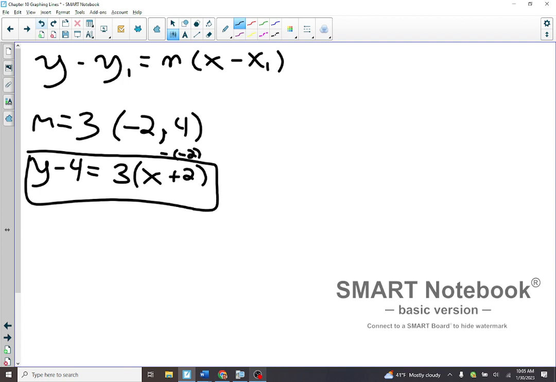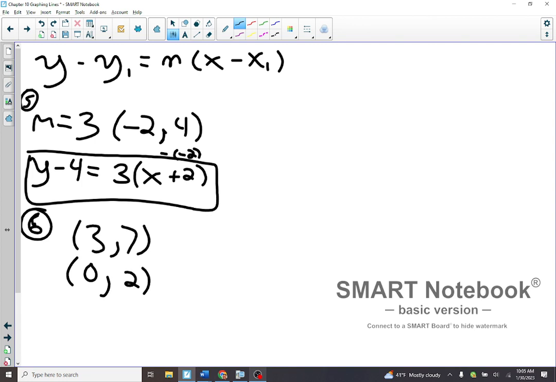Another example would be with 2 points. Let's say the points are 3 comma 7 and 0 comma 2. So then it would be y minus 7 for this one, x1, y1. What was the next one? Not yet. We don't know the m.